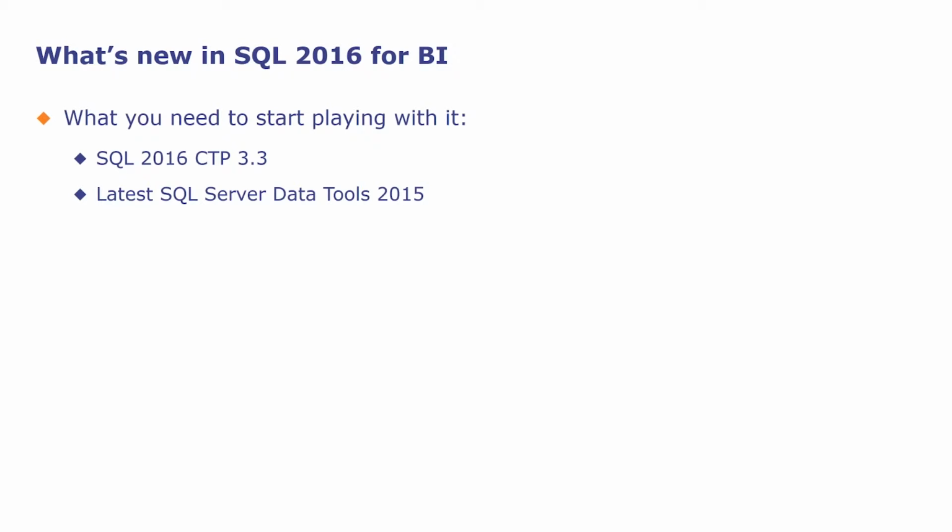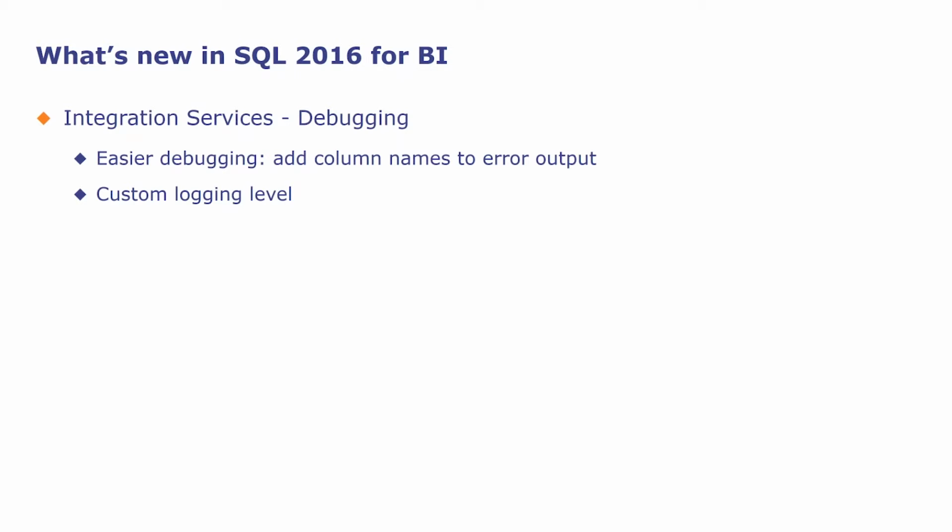So let's talk about the new features that are available in SQL 2016 for business intelligence. If you want to start playing with it yourself, the first thing you need, of course, is a SQL 2016. At this moment, it's the CTP 3.3. But you will also need the latest SQL Server Data Tools 2015 if you want to use the templates to play with all the new stuff. So what's new in Integration Services?